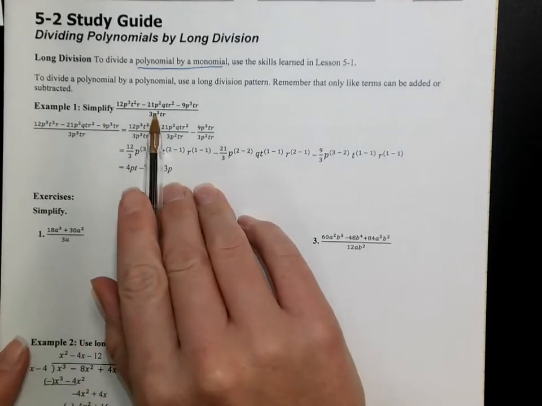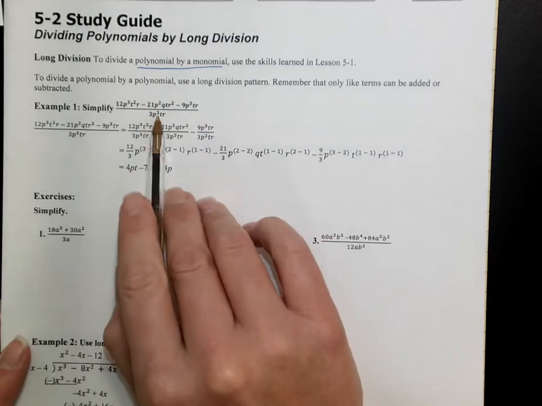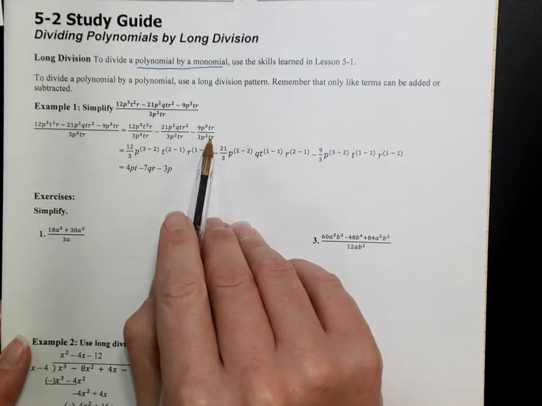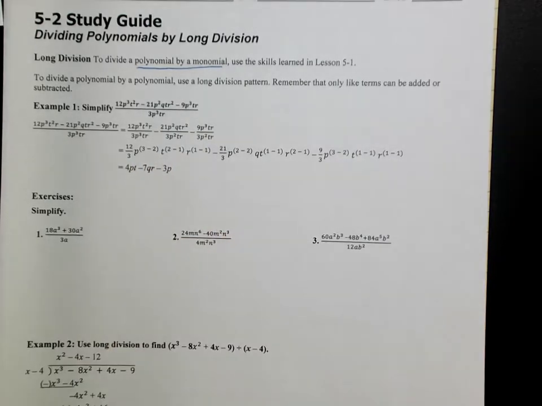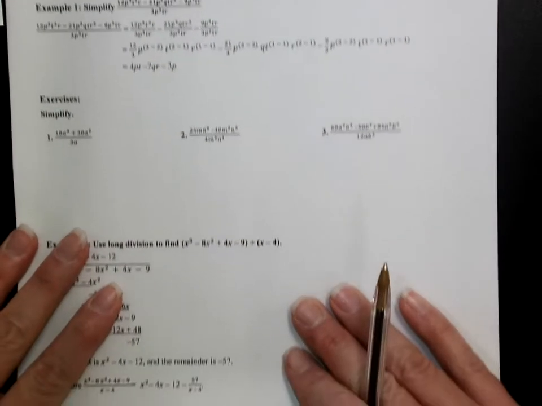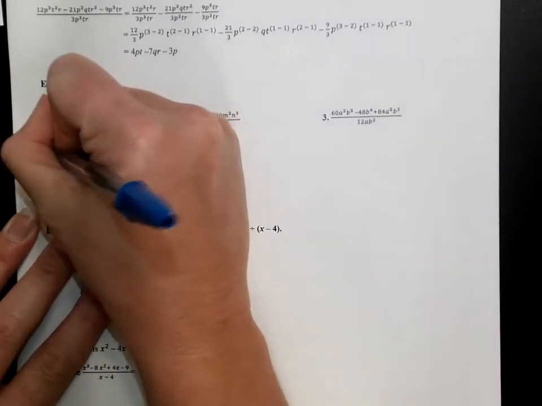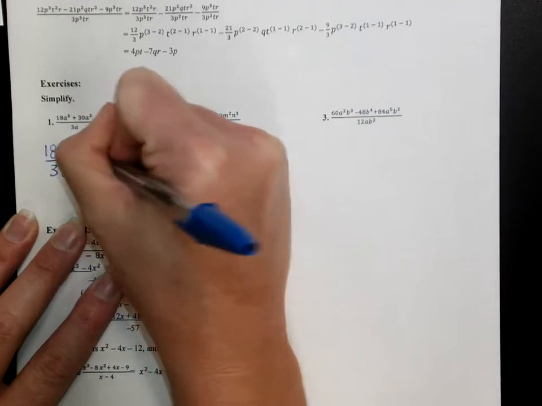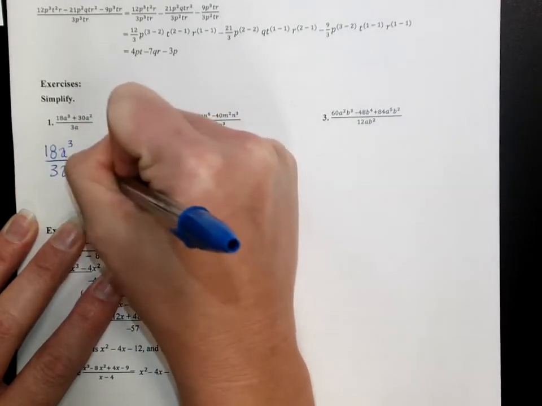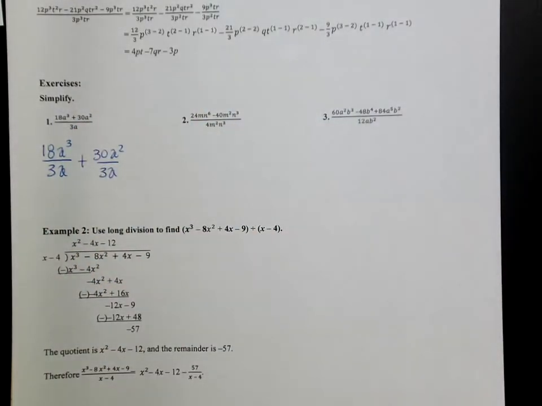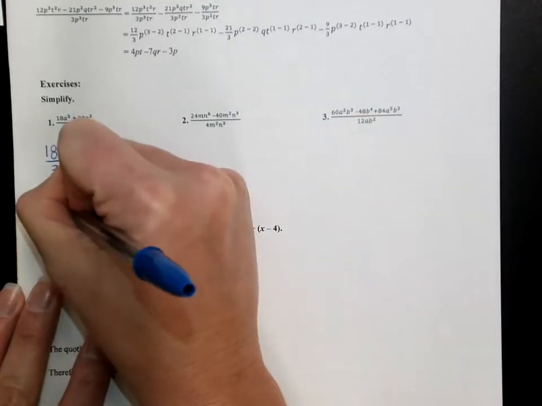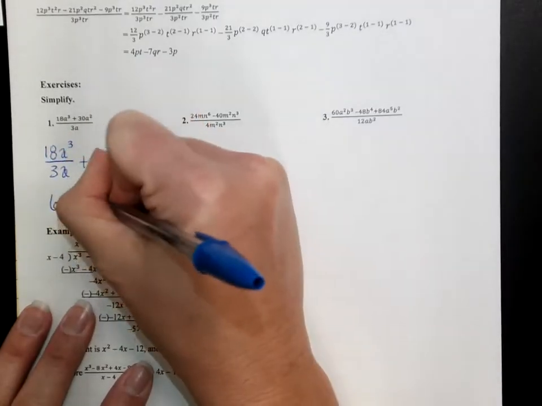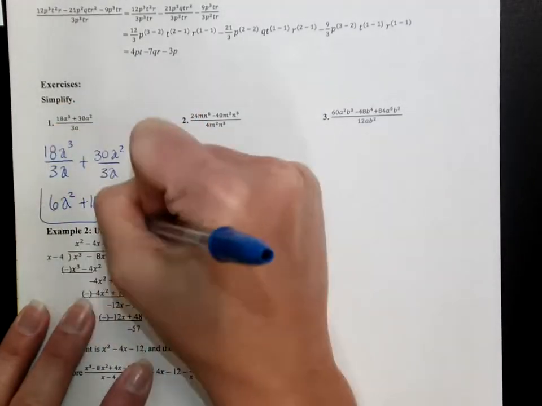So when you divide an entire equation by one thing, you can actually simplify that into 3 separate division questions and just simplify it to get your answer. So whenever I work a question like number 1 here, I'm just going to simplify what is 18a to the third divided by 3a plus 30a squared divided by 3a. Okay, so just like the last video, 18 divided by 3 is 6. I subtract my exponents. 30 divided by 3 is 10. I subtract my exponents, and this is my answer.